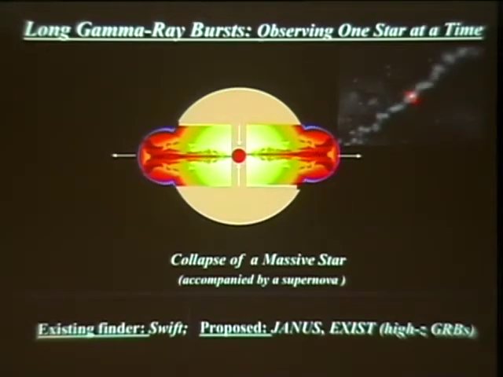And there are several proposals for building up the next generation of gamma ray burst telescopes that will target the first population of stars, at high redshift. None of these proposals is funded at the moment, unfortunately. And the existing finder is the SWIFT satellite.